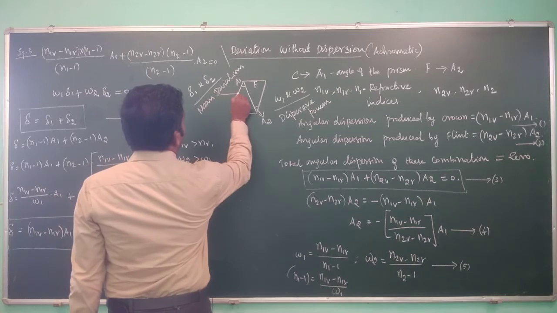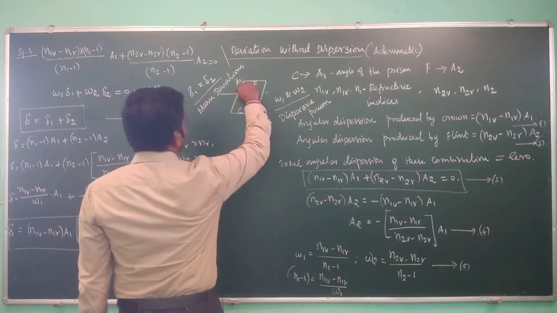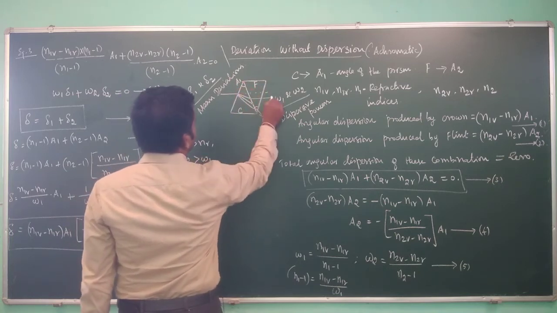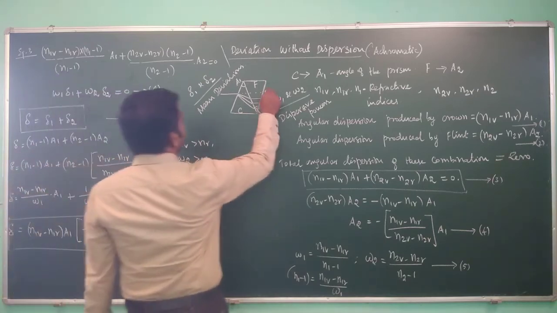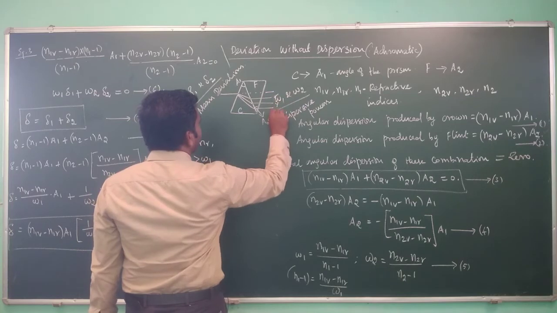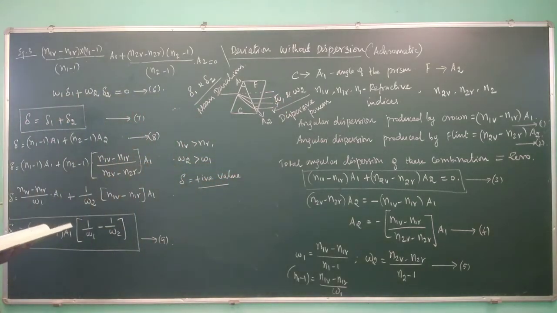The delta will be a positive value, which means if a light ray passes through like this, instead of taking this position, it will have a position like this. So this is the original direction, this is the direction of red, this is the direction of yellow, this is the direction of violet, right? So this is deviation without dispersion.